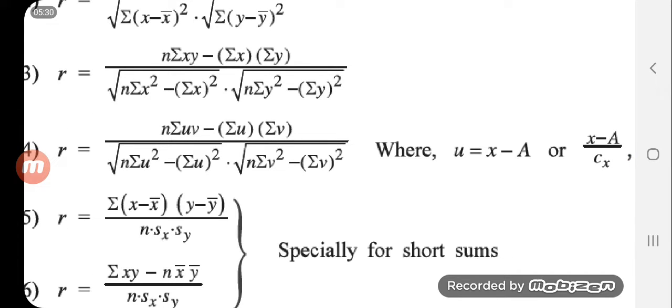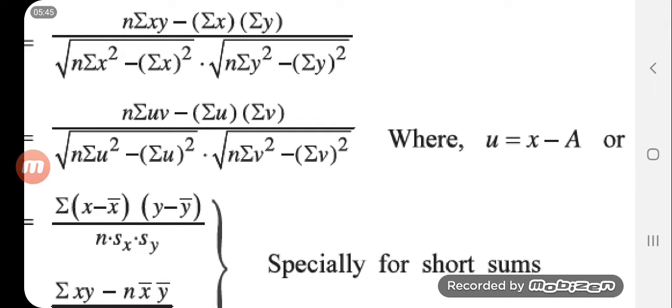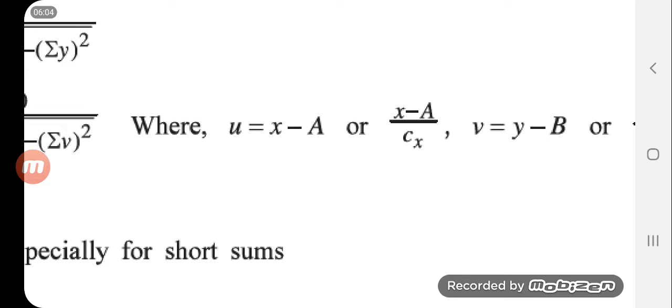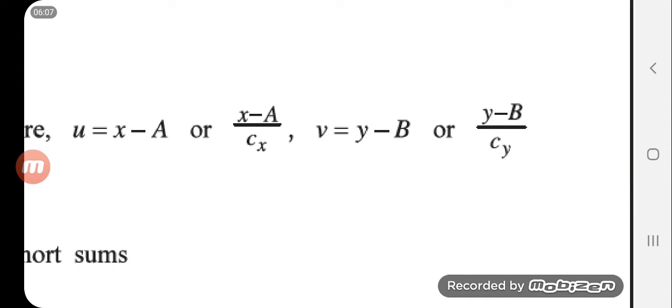Just the third formula, it is also called a shortcut formula, where r equals n sigma uv minus sigma u into sigma v upon under root n sigma u square minus sigma u the whole square into under root n sigma v square minus sigma v the whole square. This formula we will use when we are having values of x and y large, or when we have to do the 2-digit or 3-digit sum and the numbers are complex. So at that time we can take the value u equals x minus a or x minus a upon cx, and v equals y minus b or y minus b upon cy.